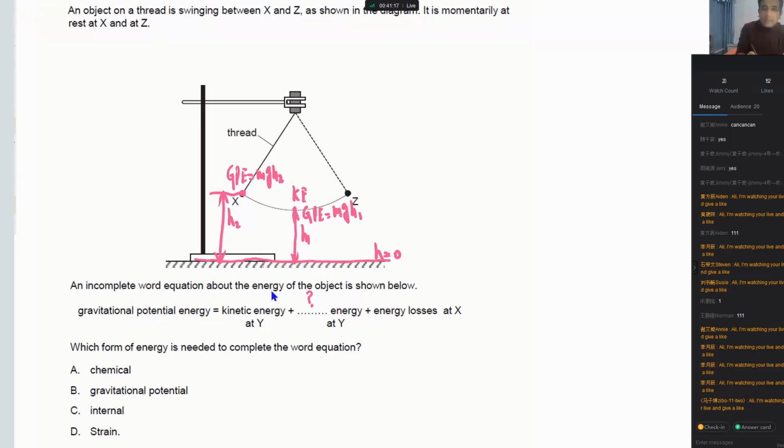So at this point, it has kinetic energy and it also has GPE, potential energy. And the energy loss is at x. So the answer for this problem has to be B. So B is the answer. When we define gravitational potential energy, we always take a reference point. Most of the time, ground is the reference point. So with respect to ground, it is still at a certain height. So when it is at this point, it still has potential energy.